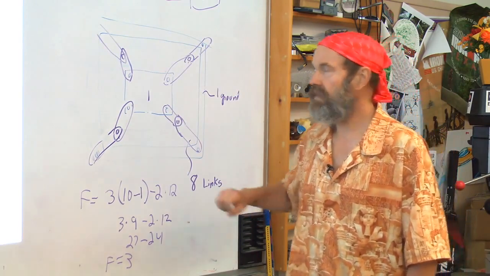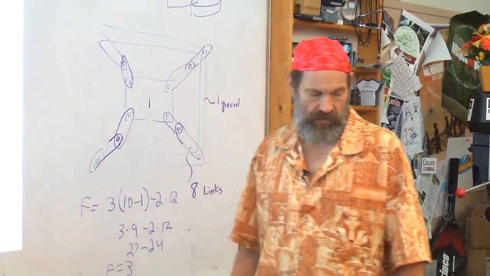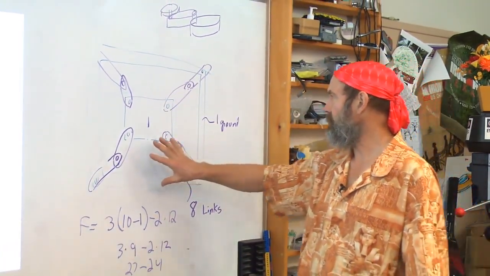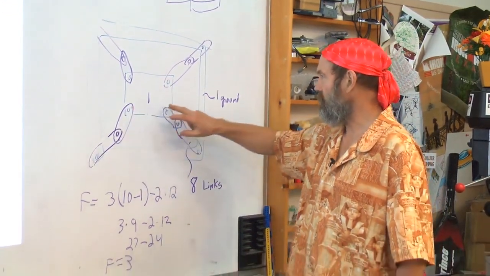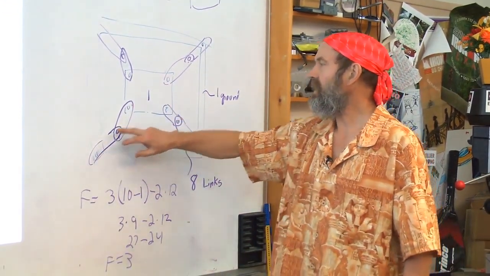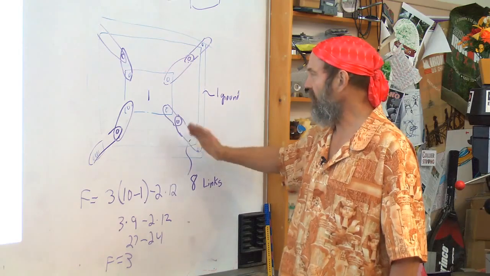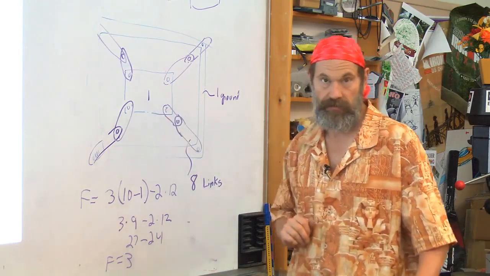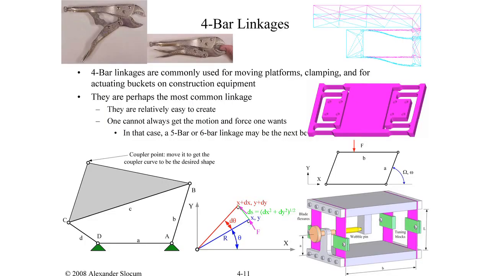Okay? And how does this relate to 4-bar linkages? Remember, we originally drew this as a 4-bar linkage. We didn't get the motions we want, so then we added more links. Okay? Now, let's dive into the details of 4-bar linkages, which are one of the most extensively studied and used types of linkages out there.